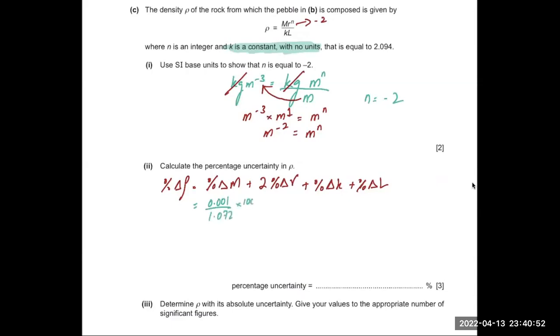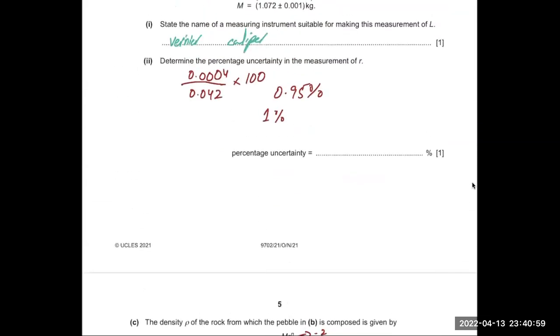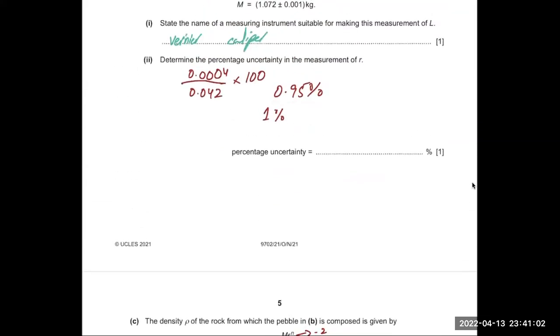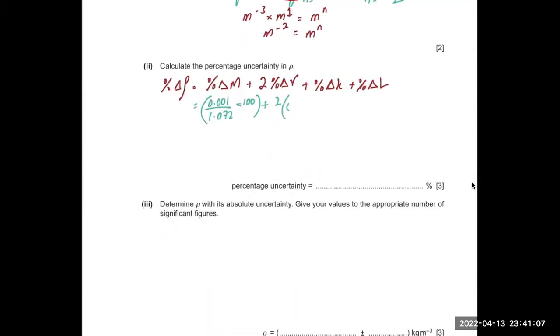Plus 2 times the percentage error in R. So 2 times, what is the percentage error in R? We've already calculated it. It's 0.95%. So we'll use that value, 0.95. Plus the percentage error in K, but K is a constant. It does not have an error. Since it does not have an error, there'll be no percentage error, so we'll just cancel it out. You don't need to write this at all though. Plus the percentage error in L.